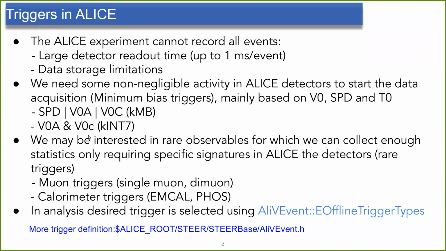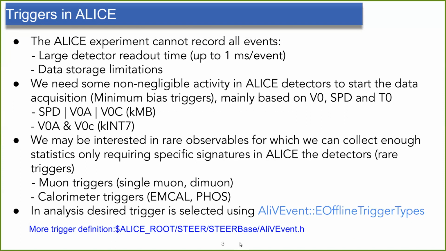Now, how can we implement this trigger condition in our analysis? We can do it by calling the AliVEvent class. If you open this class in your AliPhysics or AliRoot, you can see there are several trigger options listed. Among them, the two we generally use in our analysis are kMB and kINT7. To get more information about the different kinds of triggers and their definitions, you can always look at the header file of the AliVEvent class.